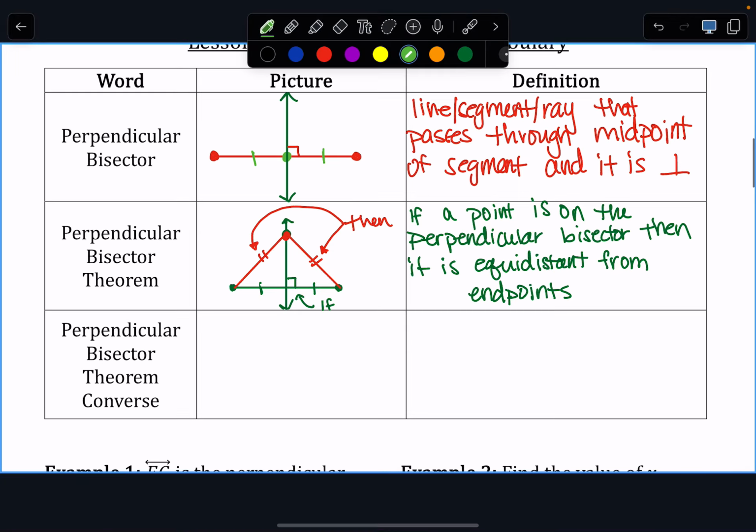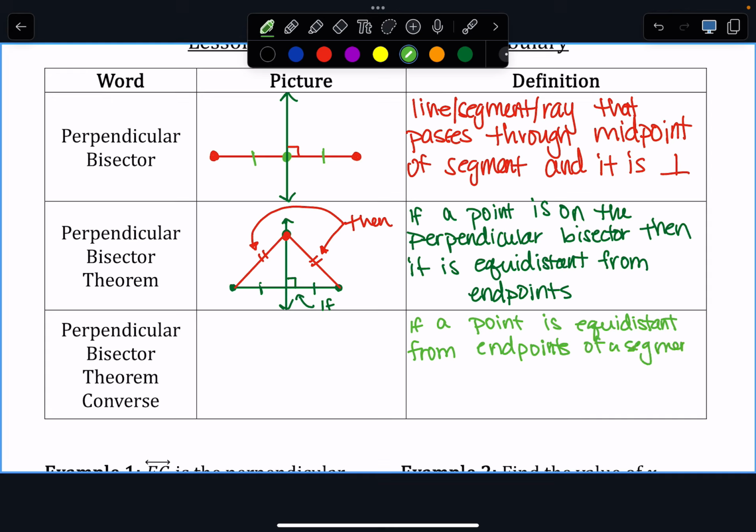Oh, man. All right, so if a point is equidistant from endpoints of a segment, then it is on the perpendicular bisector.